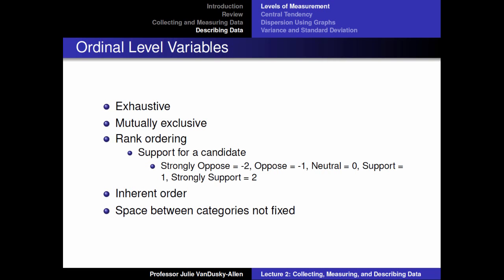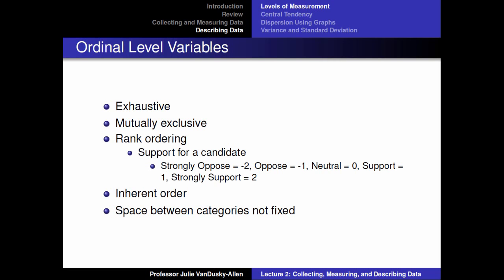In an ordinal level variable, we divide our subjects into different categories. The categories are exhaustive in the sense that we included all possible categories. The categories are also mutually exclusive. If a subject in our dataset can fit in one category, they cannot fit in another category. For example, we could ask survey respondents the extent to which they support a candidate. They could answer strongly oppose -2, oppose -1, neutral 0, support 1, strongly support 2.